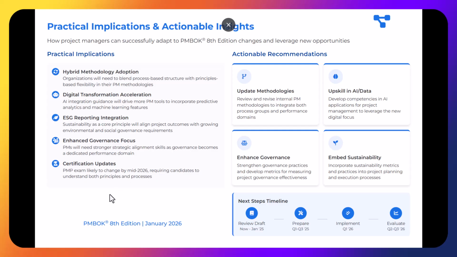So we have the hybrid methodology, digital transformation, environmental sustainability and governance reporting integration. We'll have an enhanced or highlighted governance focus, and the certification updates will be forthcoming. They'll be updating methodologies that will be needed to upskill in AI and data. It'll be important for us to enhance our governance and then to embed sustainability within all the work we're doing.